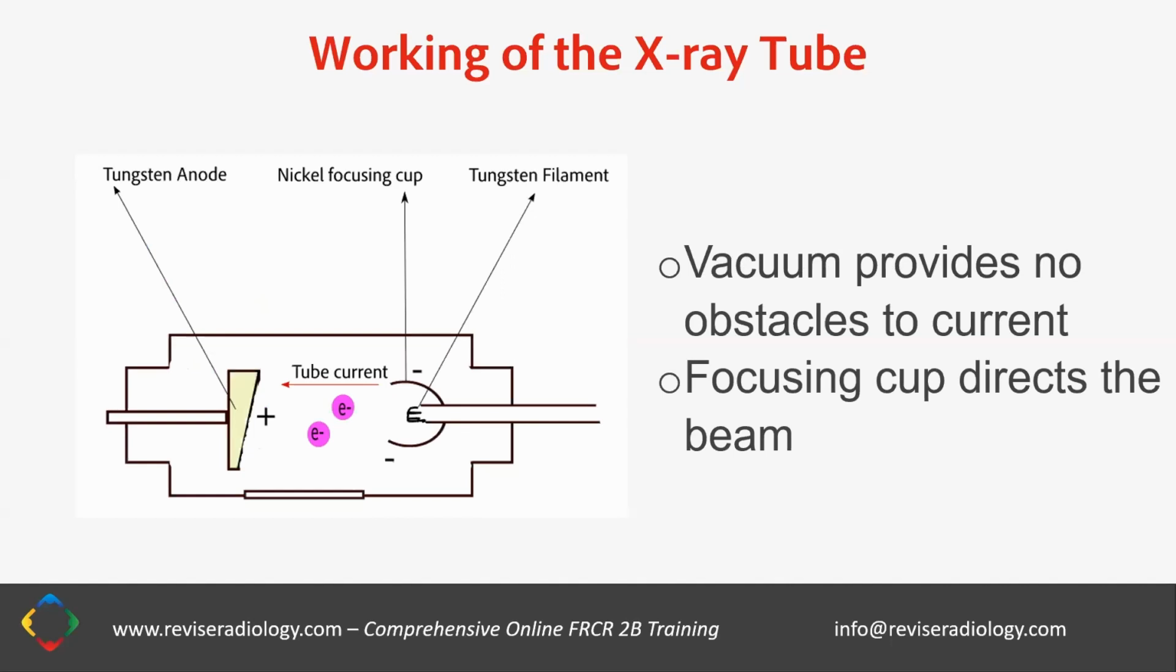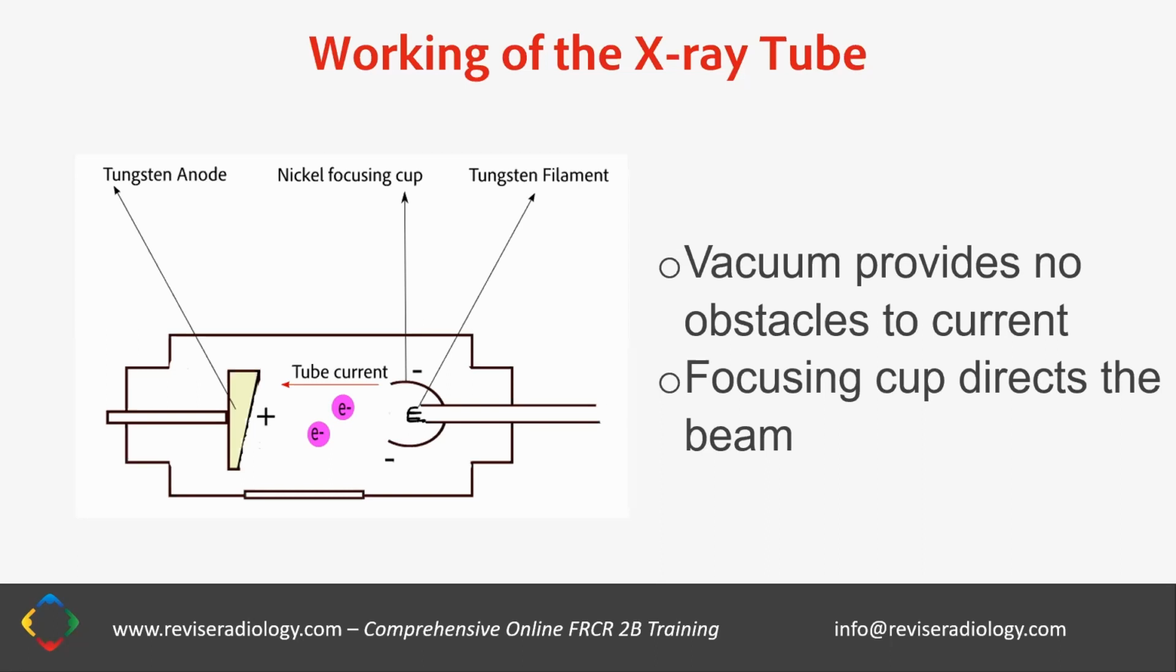So once the electrons have left the tungsten filament, they will be directed into a beam by the nickel focusing cup, and there's a voltage which is applied across the tube. The voltage makes the anode positive and the cathode negative. So the electrons being negatively charged are drawn towards the positive anode. The reason why the glass tube is evacuated, why it has a vacuum inside, is because now the electrons are not running through an obstacle course to reach the anode. The path is completely clear, and they will travel with a very high energy towards the anode.